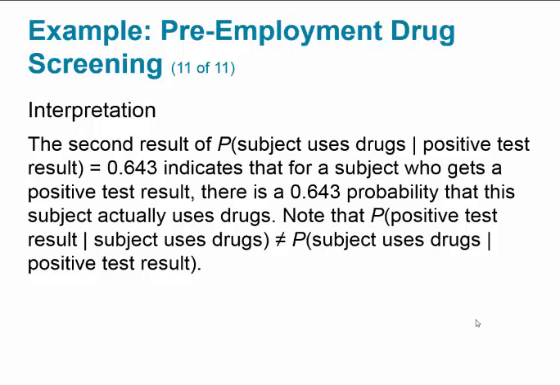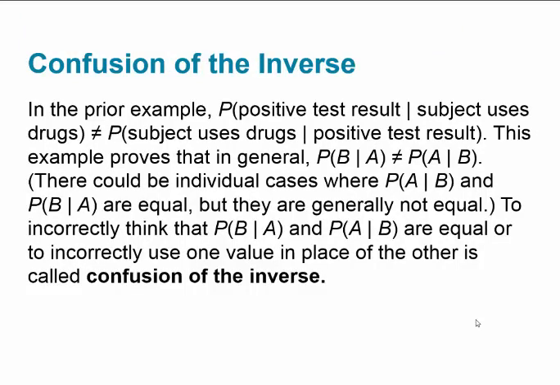Now note that the probability of a positive test result given the subject uses drugs is not the same as the probability that the subject uses drugs given that they got a positive test result. So in the prior example, these two probabilities are not equal. This example proves that in general the probability of B given A does not equal the probability of A given B. Now there could be individual cases where these are equal, but they're generally not equal.